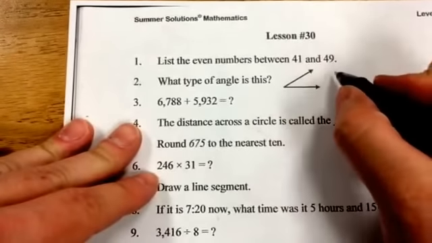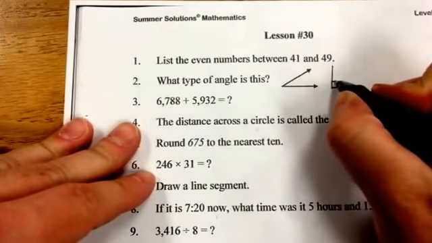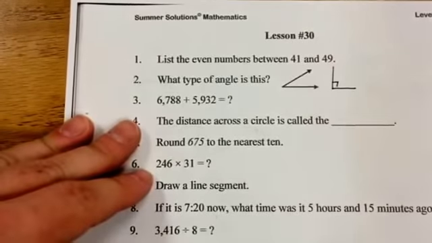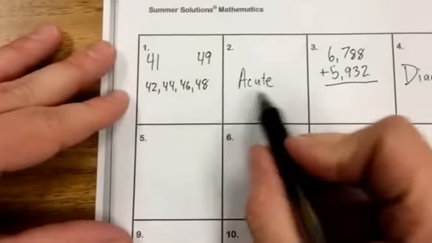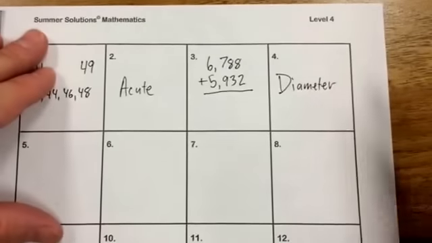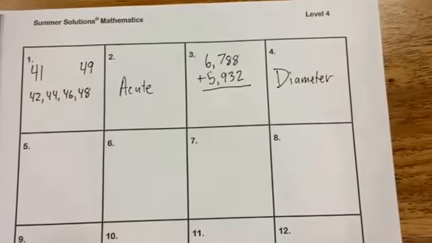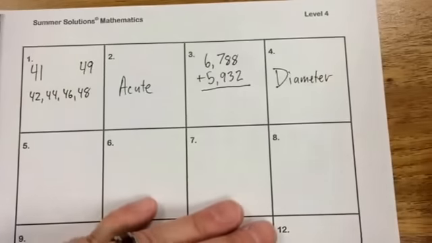And then if we look at number two, this type of angle, we can see that it's less than an L. And anything less than an L or a 90-degree angle is going to be acute. Acute. All right. Number three, they wanted us to look at 6,788 plus 5,932.